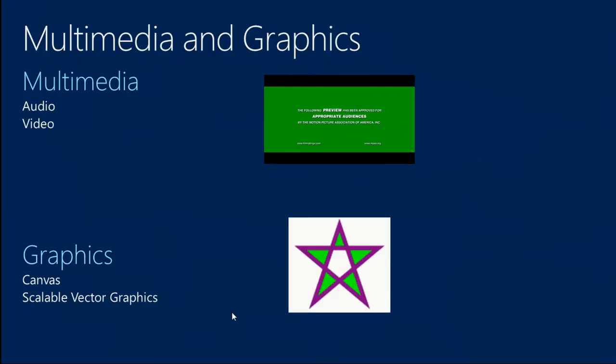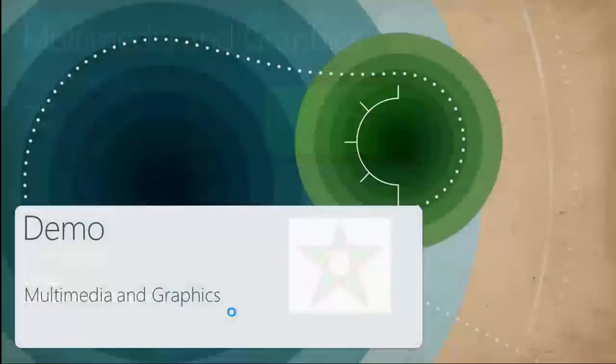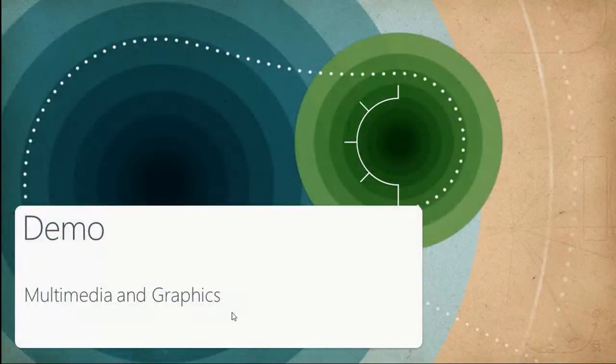Scalable vector graphics are pretty cool. This allows you to actually define scalable vector graphics in the page. And the cool thing about scalable vector graphics is they grow and shrink without any distortion, right? So this is just showing an example of a star that was made using scalable vector graphics. Okay, let's take a look at some of that stuff. I got another app for you here.